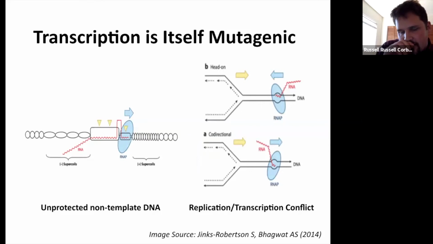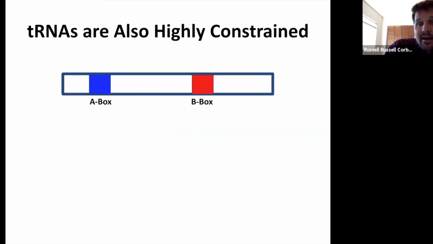Similarly, you can have conflict between the replication and transcription machinery, where they either hit each other in a head-to-head orientation, or one isn't moving fast enough and the other catches up. And these can induce torsional stress on the DNA, which also can induce mutations. tRNAs may be very, very highly mutated, potentially by transcription-associated mutagenesis, but they're also super important. So they must be very, very highly constrained by natural selection.